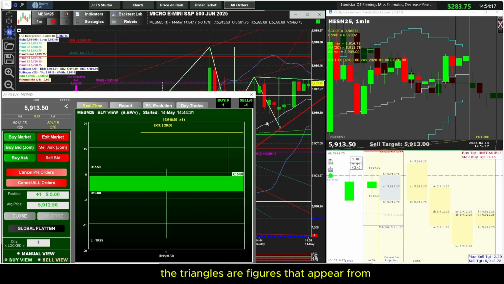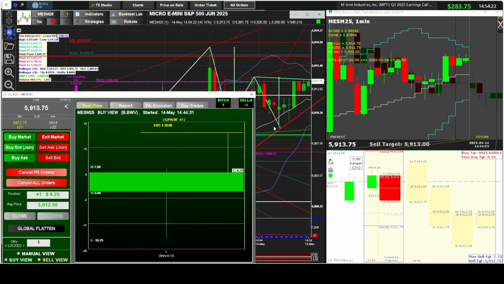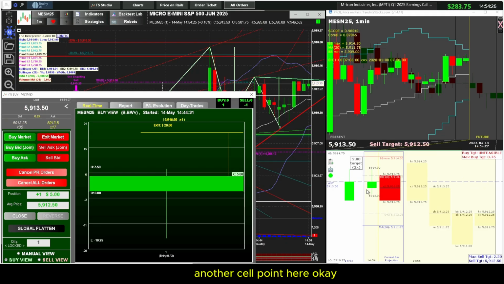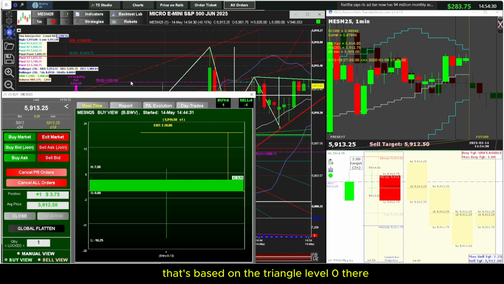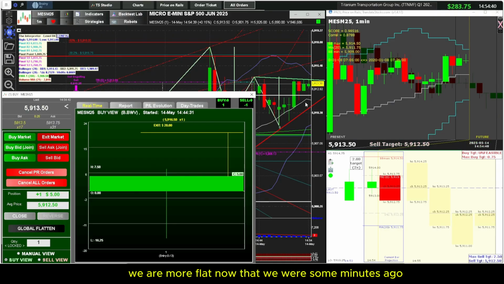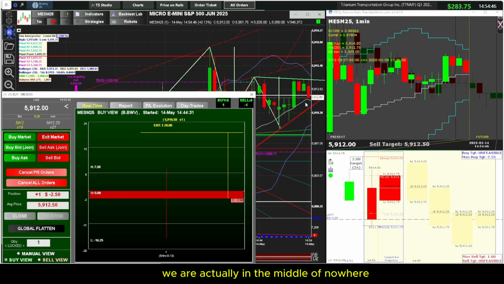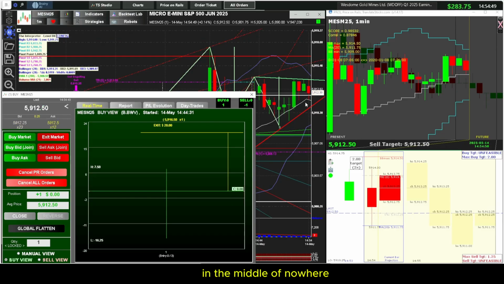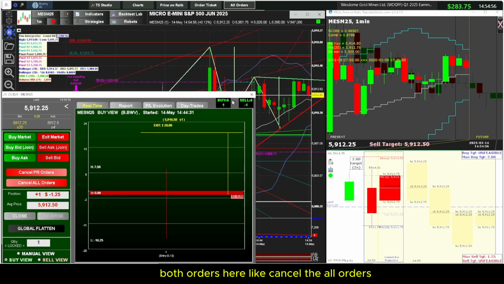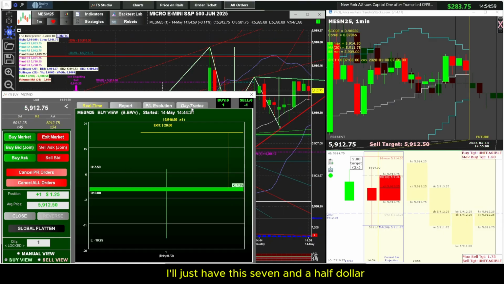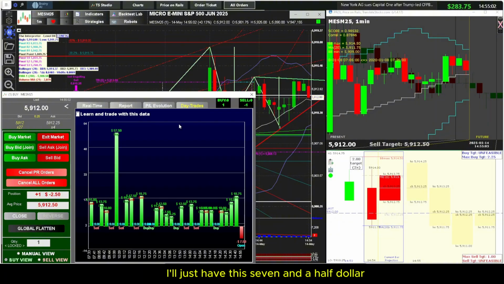And now a triangle. Triangles are figures that appear from indefinition. Another sell point here, based on the triangle level 0 there. Interesting view. We are more flat now than we were some minutes ago. We are actually in the middle of nowhere, and we are locked in a position in the middle of nowhere. And you guys know that if I just cancel both orders here, like cancel all orders, I'll just have this $7.50.